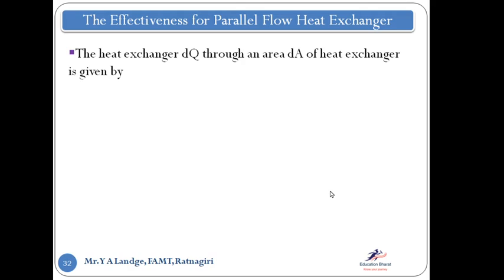The differential heat transfer rate dq through a differential area dA of the heat exchanger is given by, so we write the first equation in terms of dq and dA. dA stands for the differential area and dq stands for the differential heat transfer rate. So we can write this equation as dq equals U, the overall heat transfer coefficient, times differential area dA times (Th minus Tc), the hot liquid temperature minus the cold liquid temperature. This is equation number 1.